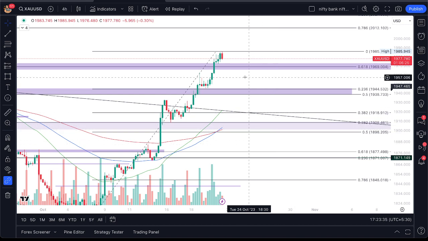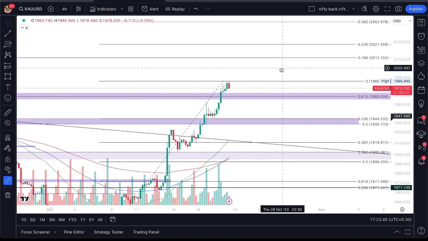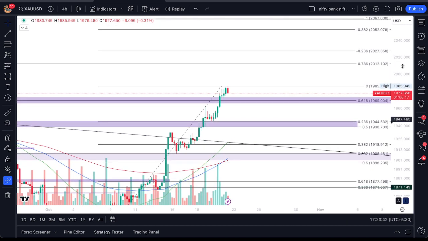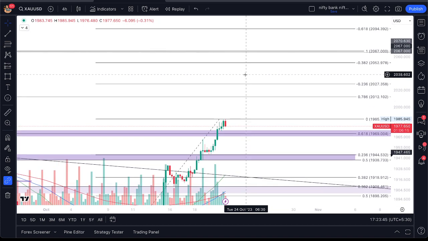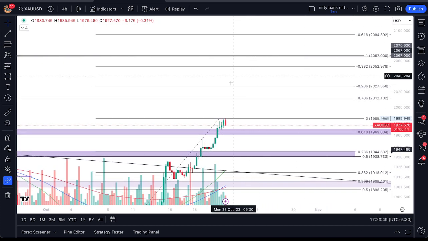But I think this is not possible because of the tension occurring across the globe because of the Israel and Palestine war. So we may soon see this level.